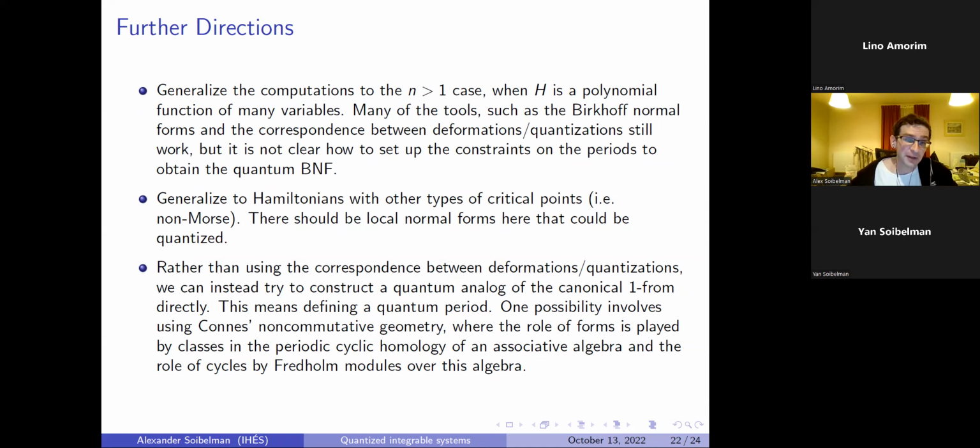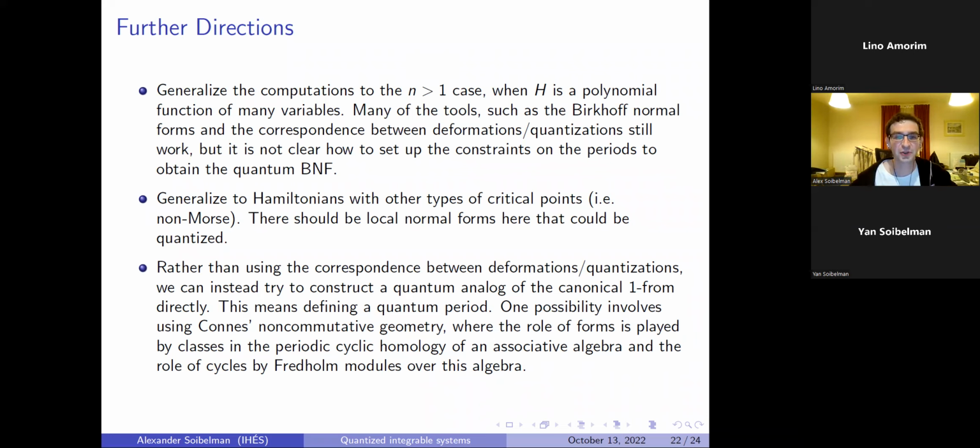And then another thing that we have been discussing more recently is that we've been using this correspondence between deformations and quantizations to construct this canonical one form, but maybe it's possible to do away with that. So we want to be able to take integrals in this non-commutative algebra setting, and one way of doing that involves Alain Connes' non-commutative geometry. In our case, it's going to be this non-commutative quantum algebra of functions, and the role of the forms that we're integrating is going to be played by periodic cyclic homology for that algebra. And then the role of cycles is going to be played by these Fredholm modules.